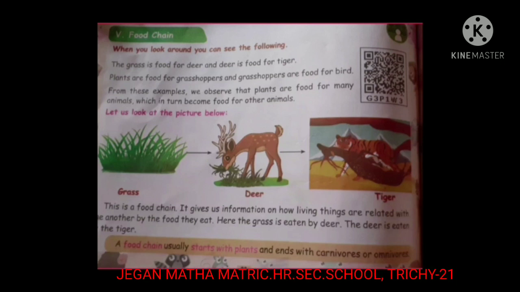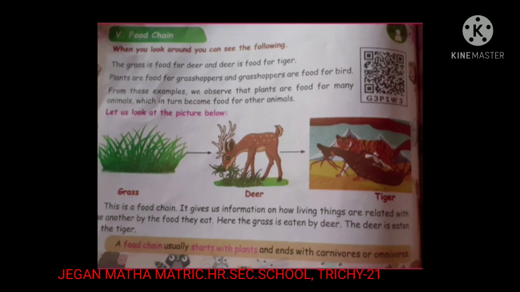When you look around you, you can see the following. The grass is food for deer, and deer is food for tiger. Plants are food for grasshoppers, and grasshoppers are food for birds. From these examples, we observe that plants are food for many animals, which in turn become food for other animals.